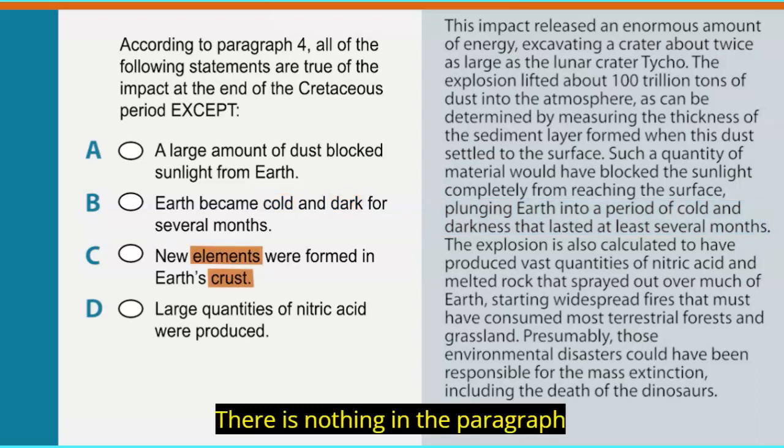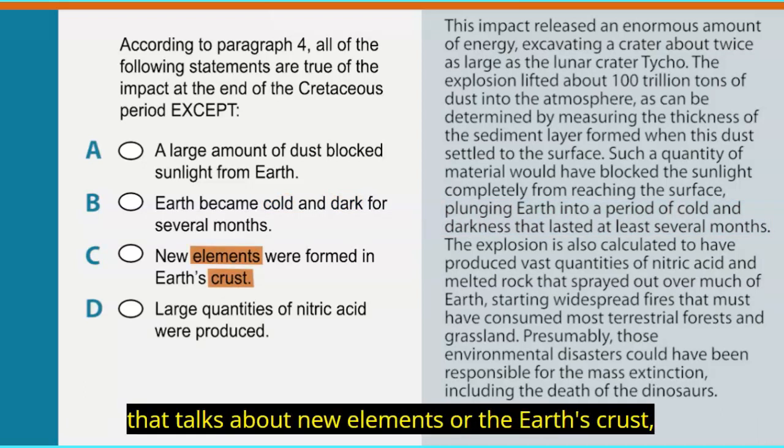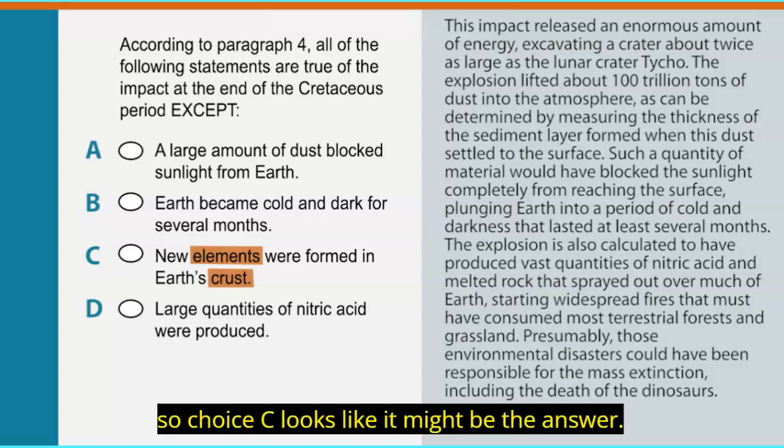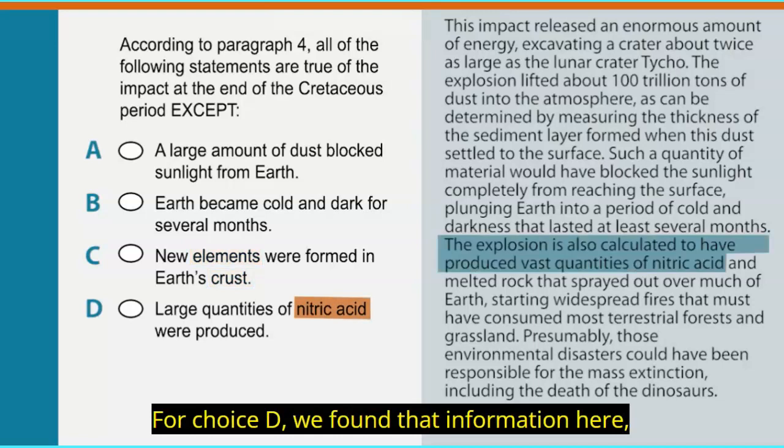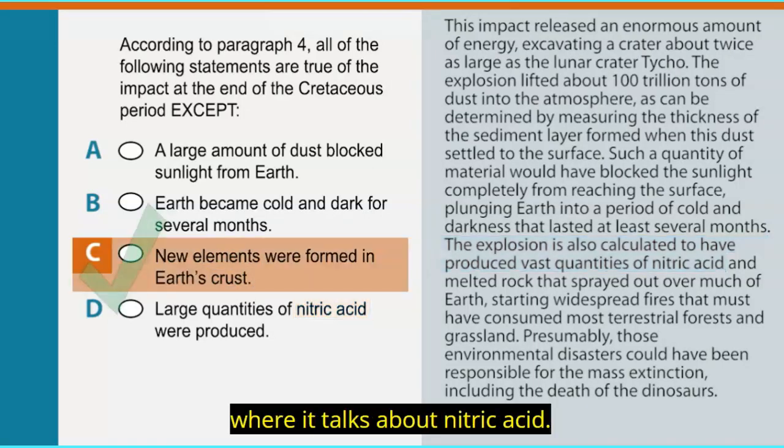There's nothing in the paragraph that talks about new elements or the Earth's crust, so choice C looks like it might be the answer. For choice D, we found that information here, where it talks about nitric acid. So choice C is our answer.